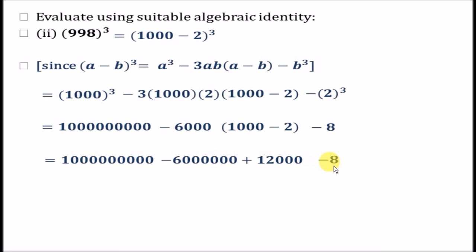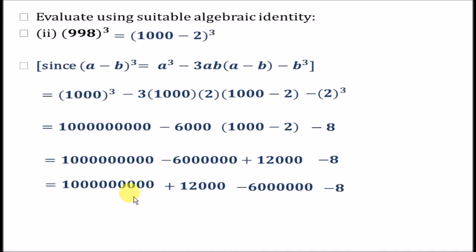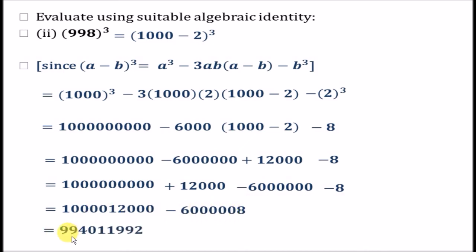Minus 8. Now let's group the numbers in terms of their signs. 100 crore plus 12,000 will be 100 crore 12,000. Minus minus plus, but the sign will remain minus. 60 lakh plus 8 will be 60 lakh 8. So on doing the subtraction, we will get 99,401,192. 99 crore 40 lakh 11,992. Looks ominous, but once you get the hold of it, it's quite simple.